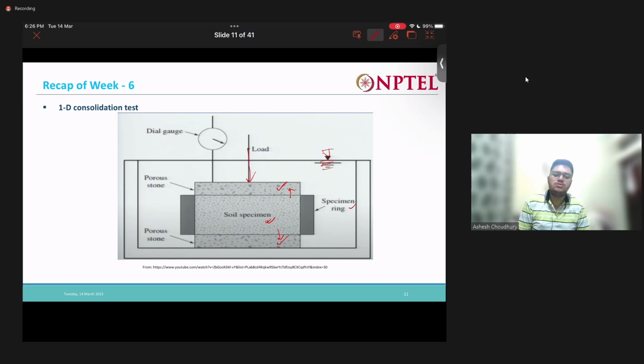The dial gauge is used to measure the volume change. This sample is restricted in all the other directions, right? So the volume change translates into the change in height, the thickness of the sample. That is measured using this dial gauge.